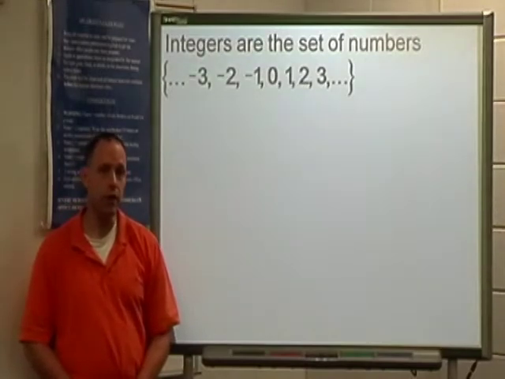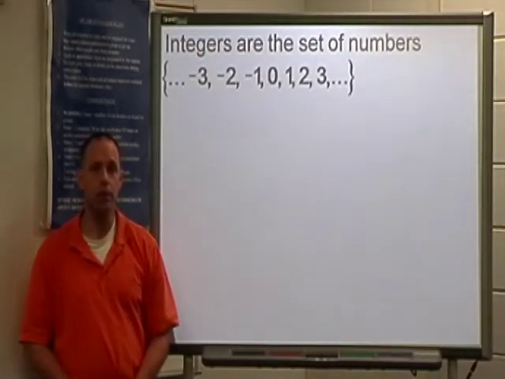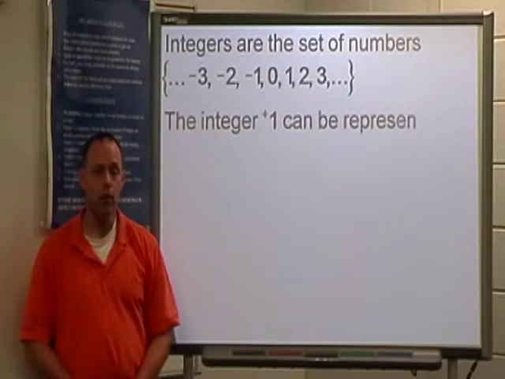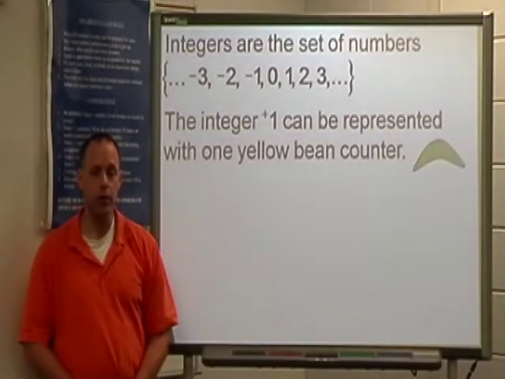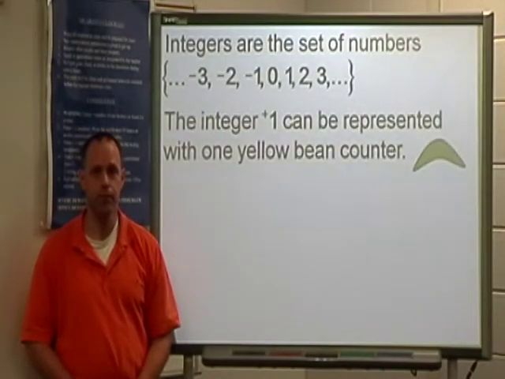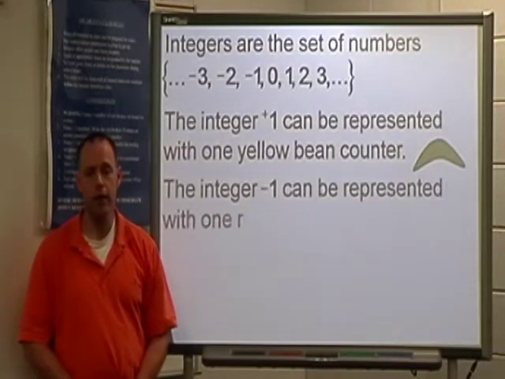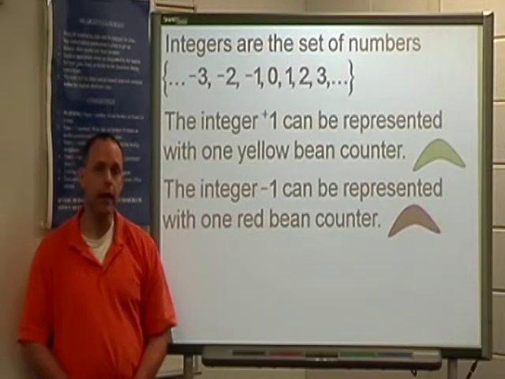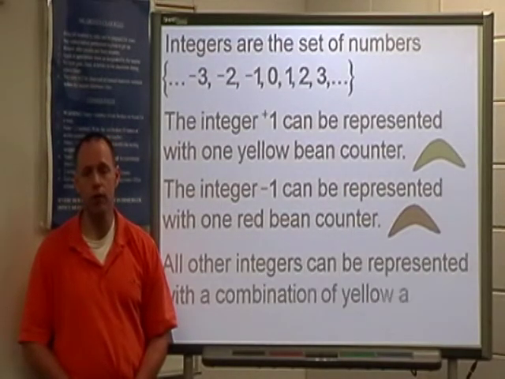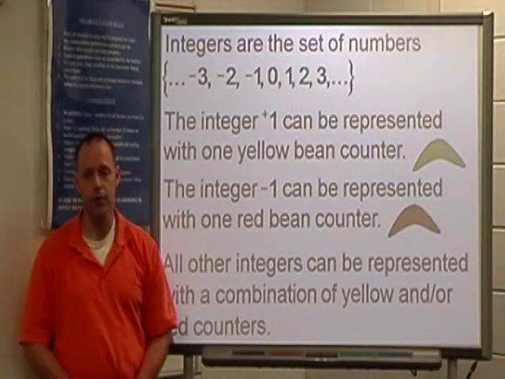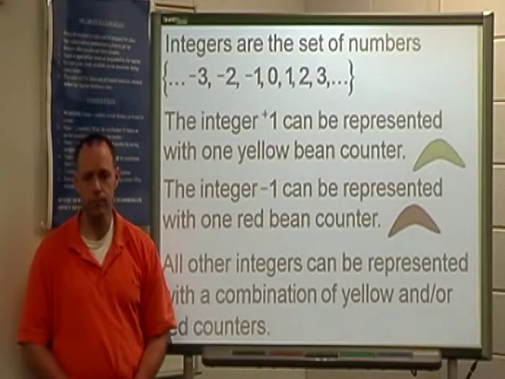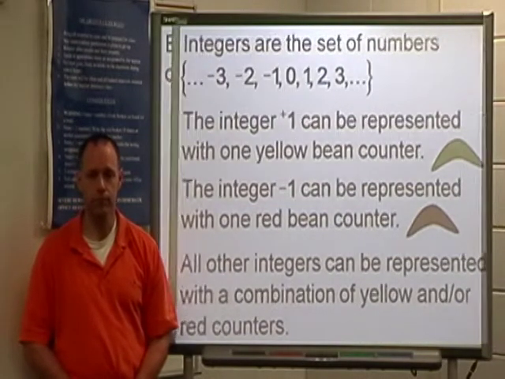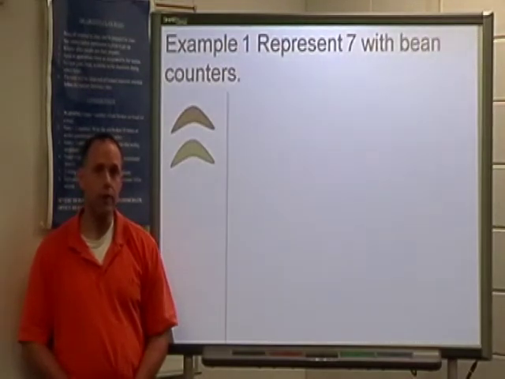Now, since the objective is to use bean counters to represent the integers, +1 can be represented using a yellow bean counter. -1 can be represented using a red bean counter. Any other integer can be represented using some combination of red and/or yellow bean counters. So let's start representing integers to make sure that we can do this part.